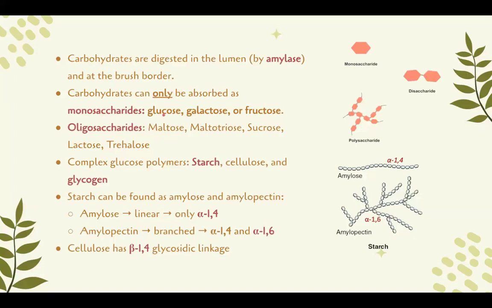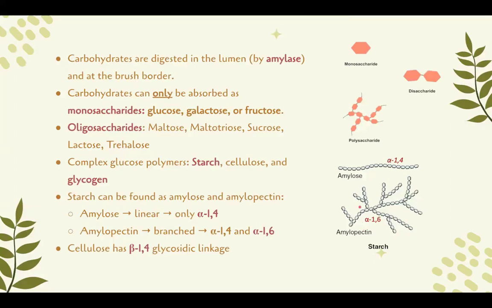Now, monosaccharides are glucose, galactose, and fructose. Oligosaccharides are maltose, maltotriose, sucrose, lactose, and trehalose. And the polymers are starch, cellulose, and glycogen. Okay. Starch can be found in two forms. It can be amylose and it can be amylopectin.